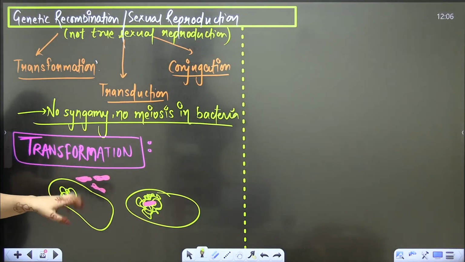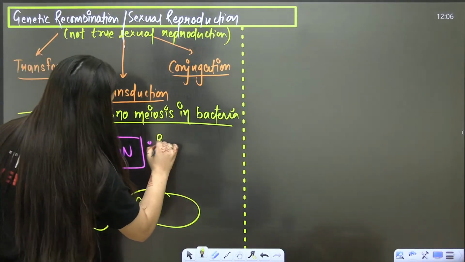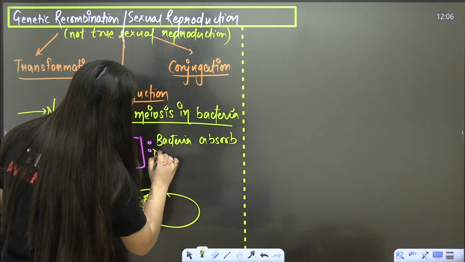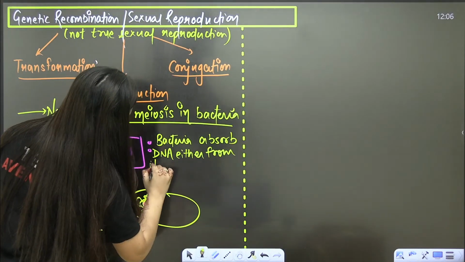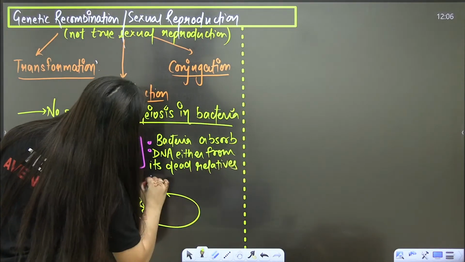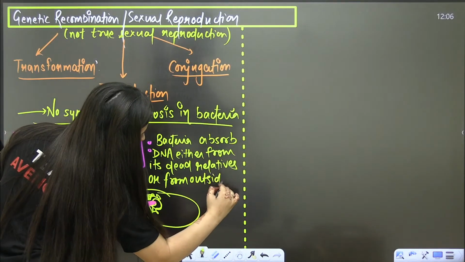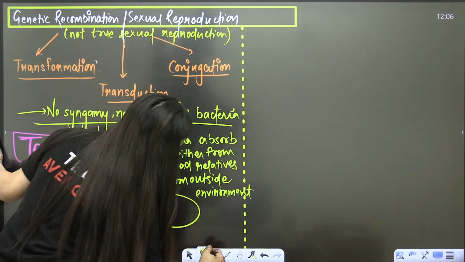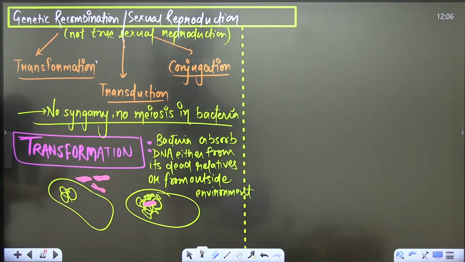Bacteria absorb DNA either from its dead relatives or from the outside environment. That is what transformation is. This bacterial cell is also transformed.